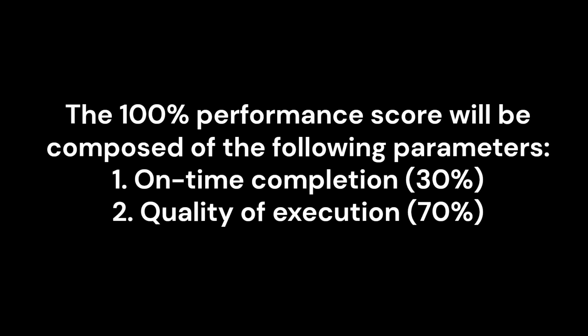Today, I will just focus on how the average performance score is calculated. Firstly, the APS score is given out of 100 by the client or the procuring agency, and then the system will convert it into the 10. The 100% performance score will be composed of the following parameters. On-time completion 30%. Quality of execution 70%.